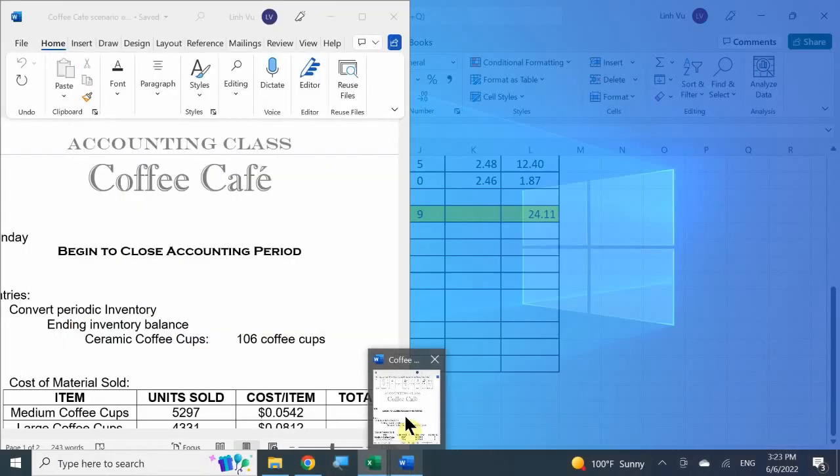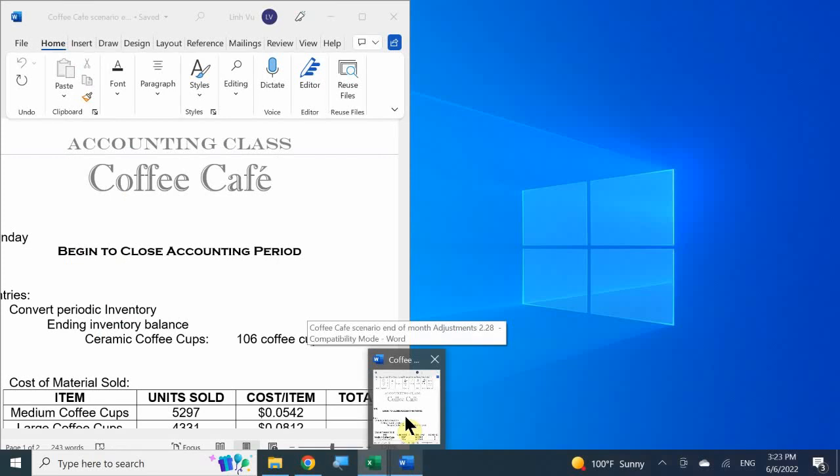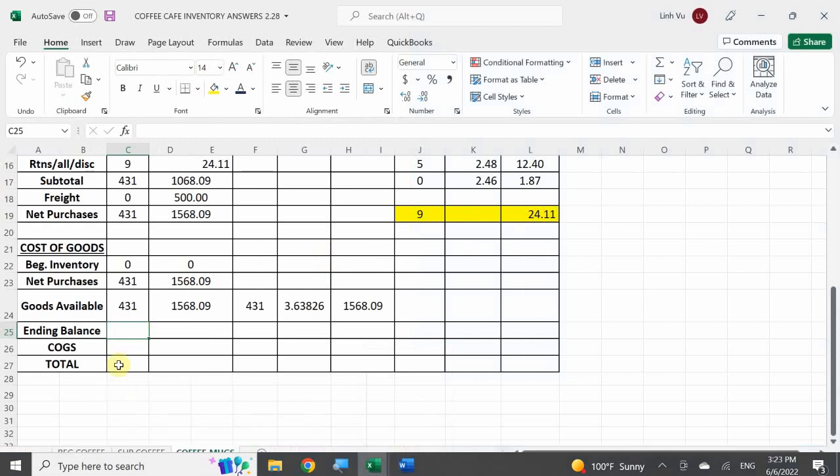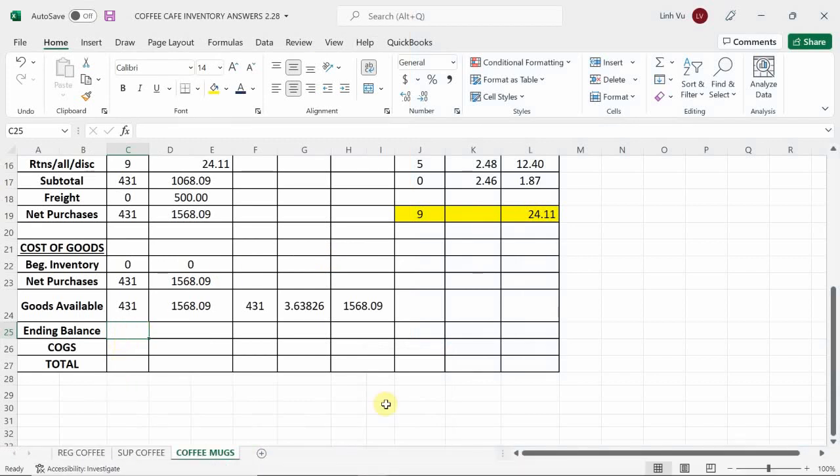And let's see, my ending balance. What did it tell me? Someone went down to the basement and took an inventory count and told me I have only 106 coffee cups available. So 106 is what I have available, which means my assumption is I must have sold a total of 325 cups. Now, it's up to you what you want to do. Do you want to solve for the cost of goods sold, or do you want to solve for the ending balance? I'll have both of them here so you can get your numbers to equal out.